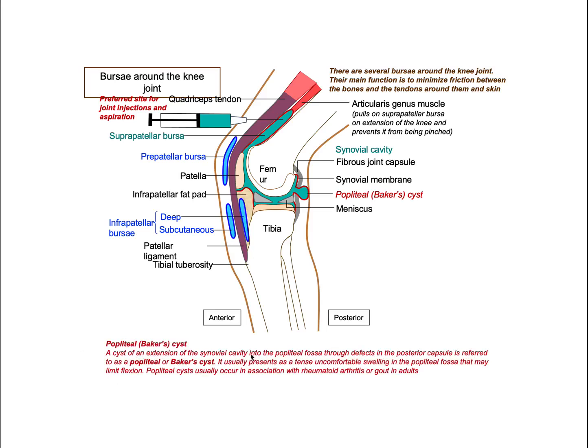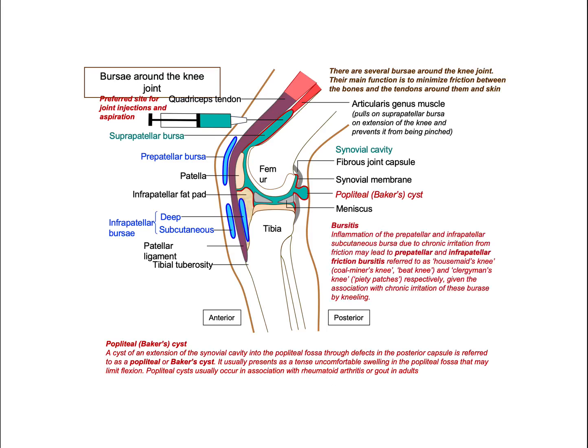This is the extension of the synovial cavity into the popliteal fossa under the skin, not outside the skin. It's a defect in the posterior capsule, and this is called Baker cyst, and this causes swelling in the popliteal fossa, and it causes what? Problems with flexion movement. Popliteal cysts usually occur in association with those who are suffering from rheumatoid arthritis or gout. Gout is a very common disease occurring in this part of the world where we are. So this is a commonly occurring thing. We need to be good at it.